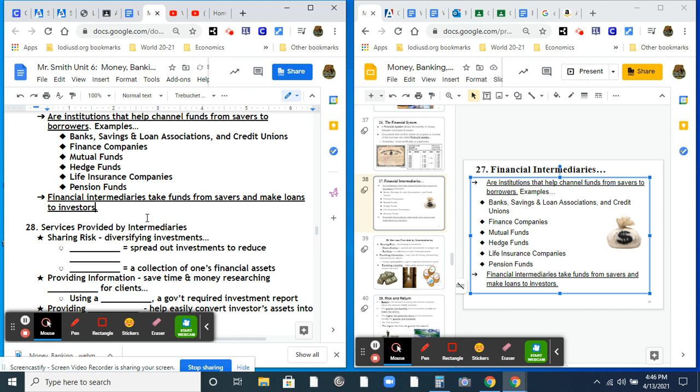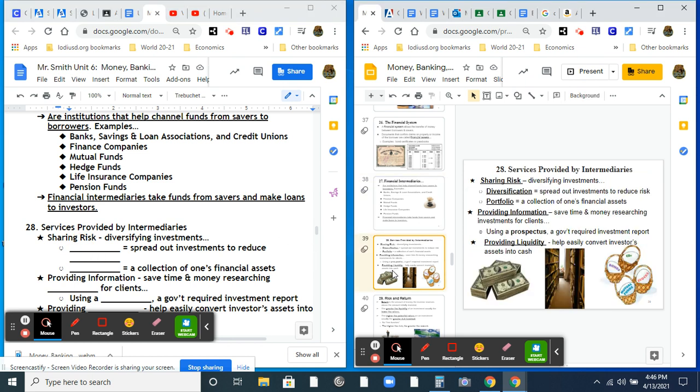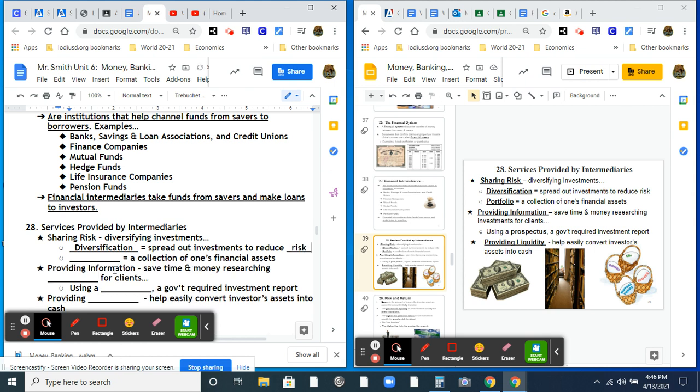All right. Services provided by sharing risk, diversifying investments. In this case, we're talking diversification. So go ahead and type in diversification into your notes. And you spread out investments to reduce your risk. You don't want too much risk. You don't want to be too conservative either, because then you could miss a good opportunity to profit. You want the right amount of risk for you.